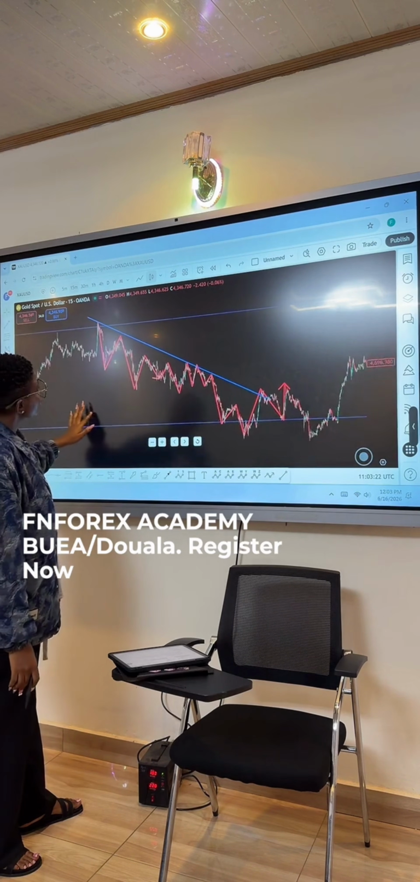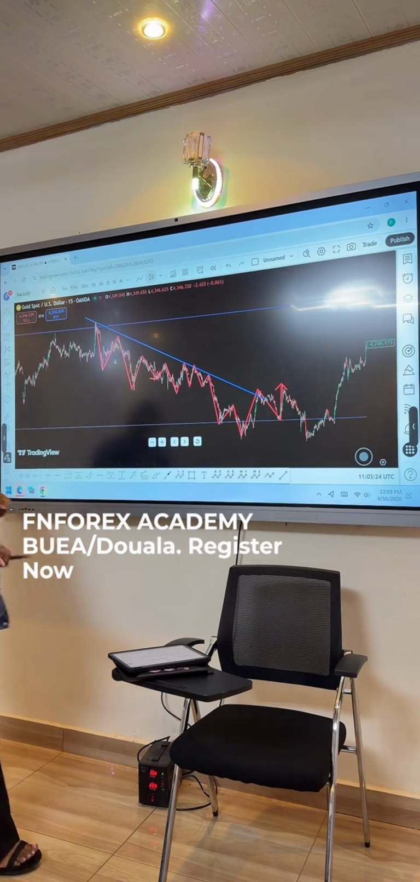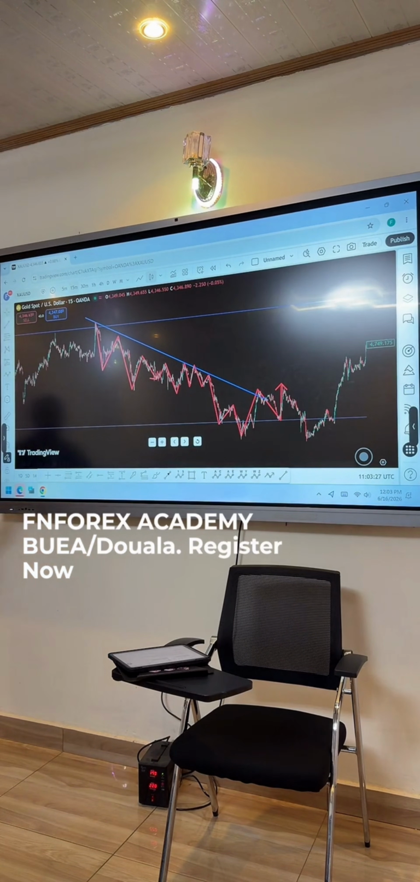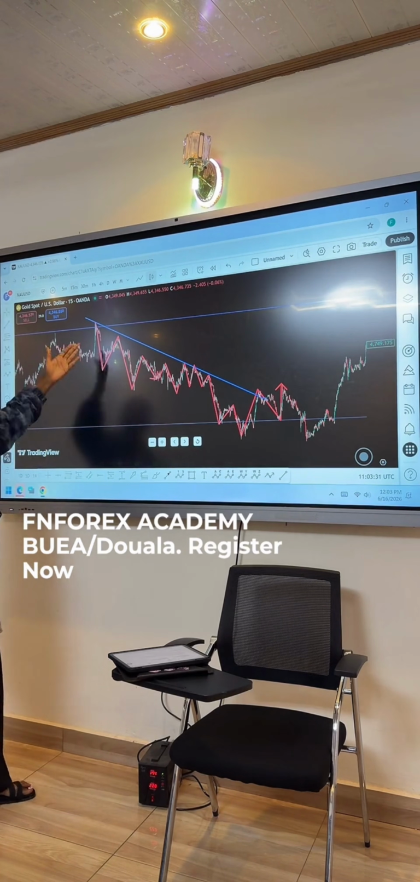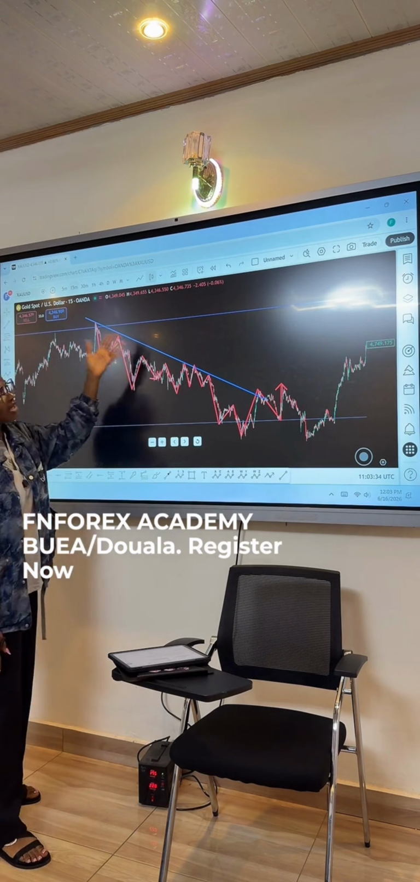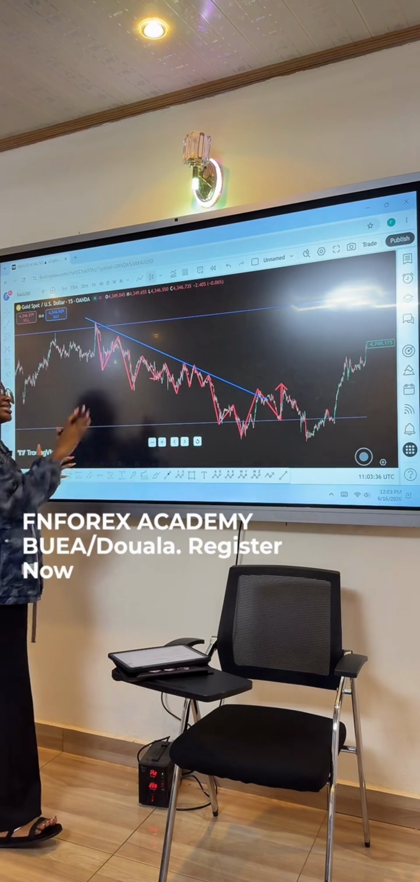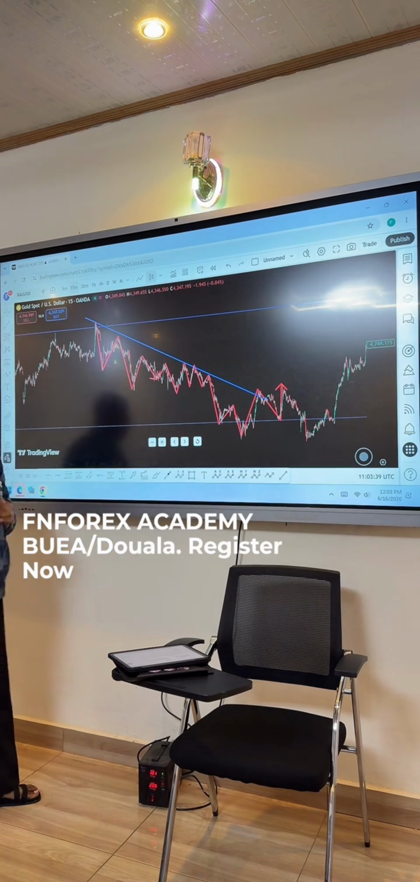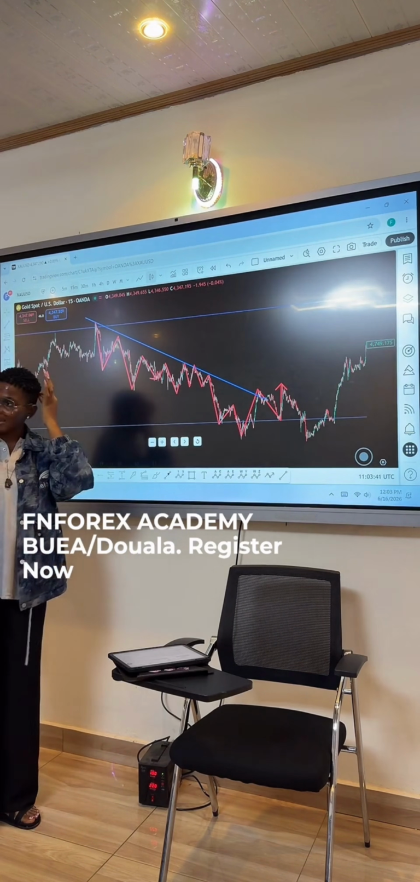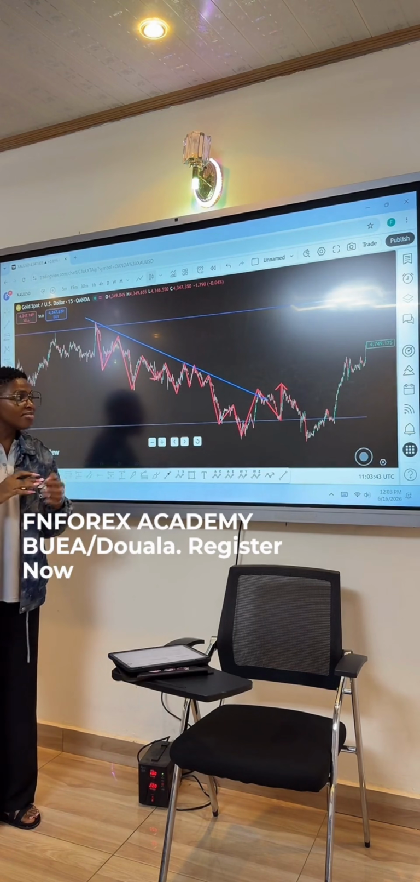So step one was identify a valid trend line. Yes, we have seen lower highs, lower lows, lower highs, lower low, a downtrend. Buyers are buying, sellers are selling. Good. Step two, wait for a clear breakout. Breakout means you want to sell.